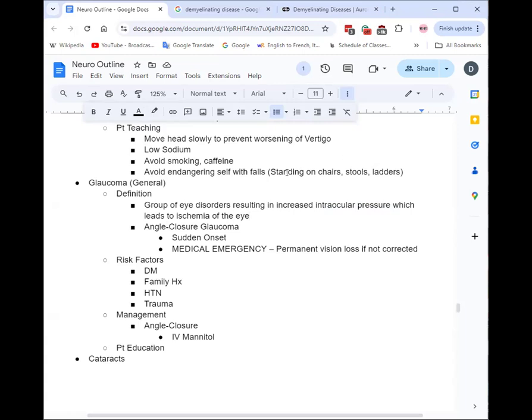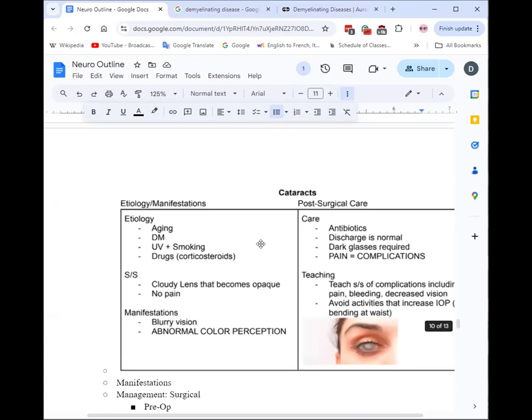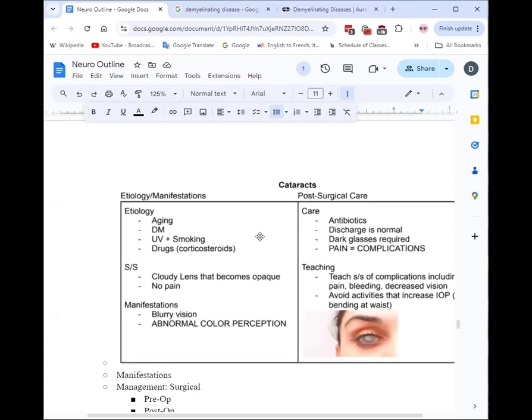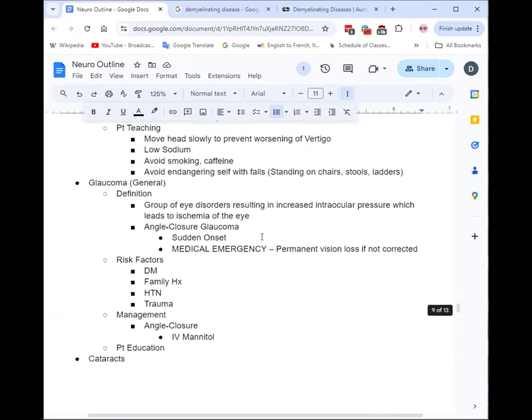There are two main types that they go over: open angle and closed angle. Closed angle glaucoma, angle closure glaucoma, is your medical emergency. This one can cause permanent vision loss. And I have a nice picture here for that.